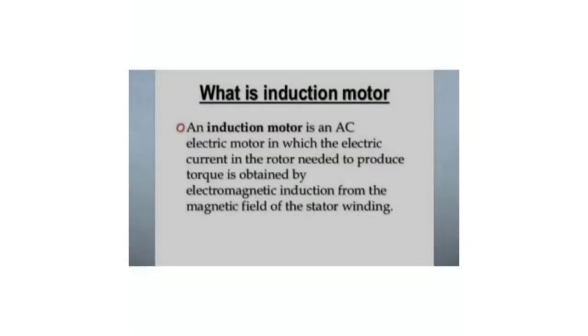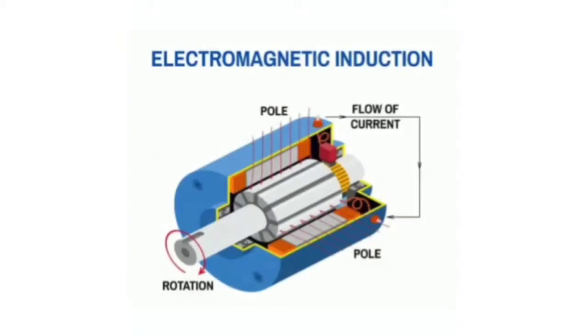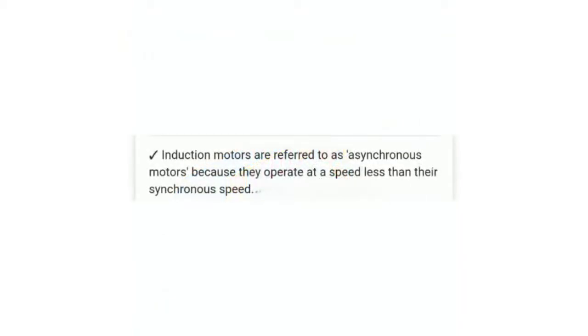First of all, I am going to explain what an induction motor is. An induction motor is an AC electric motor in which the electric current in the rotor needed to produce torque is obtained by electromagnetic induction from the magnetic field of the stator winding, and it works on the principle of electromagnetic induction. An induction motor is also referred to as an asynchronous motor because it operates at a speed less than its synchronous speed. Okay, let's begin with the basic formula of EMF.